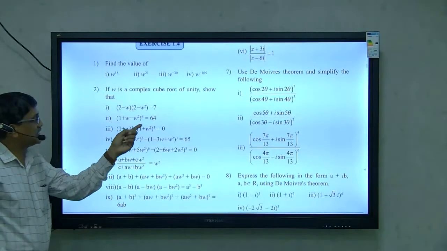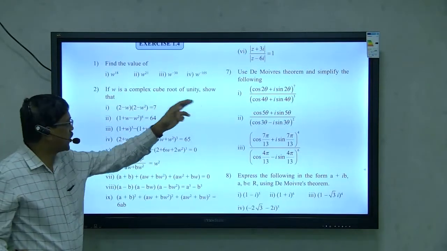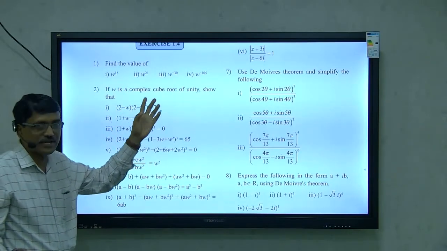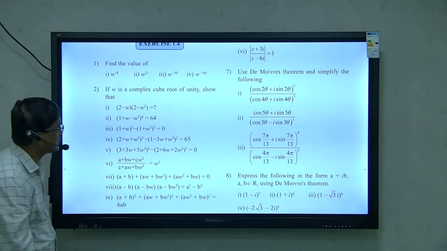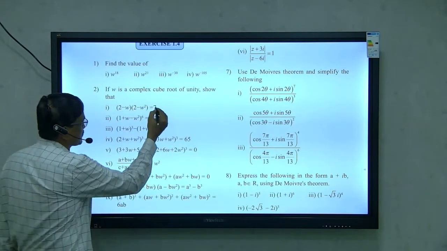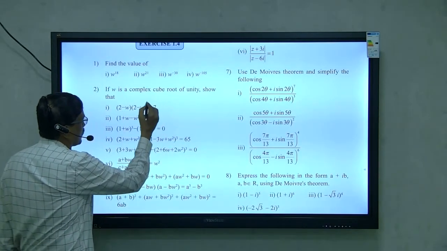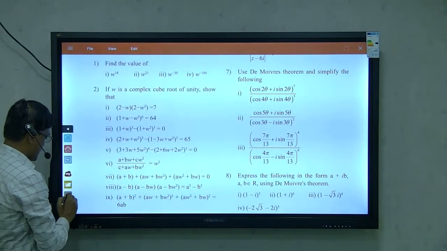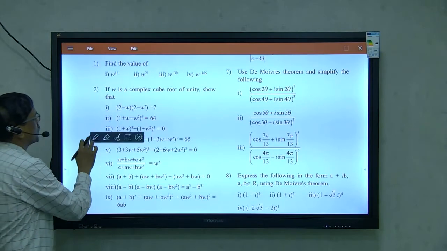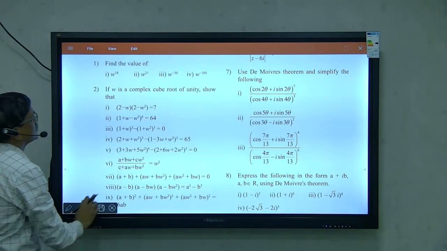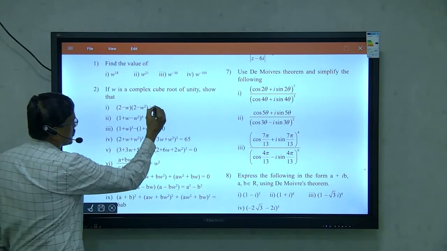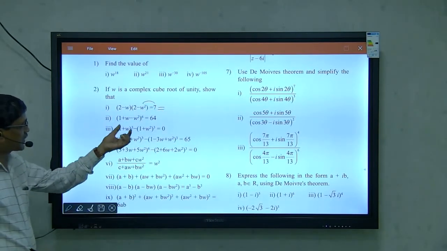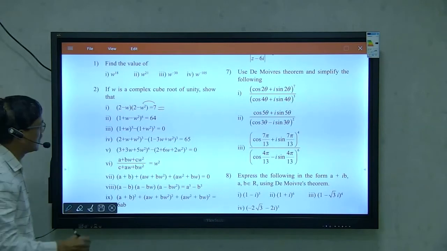If omega is a complex cube root of unity, then show that (2 minus omega)(2 minus omega square) is equal to 7. Let us take the LHS and multiply these two terms. We have to show that the multiplication of these two brackets is 7.